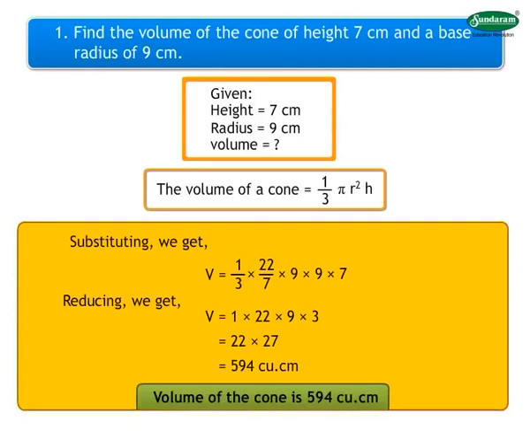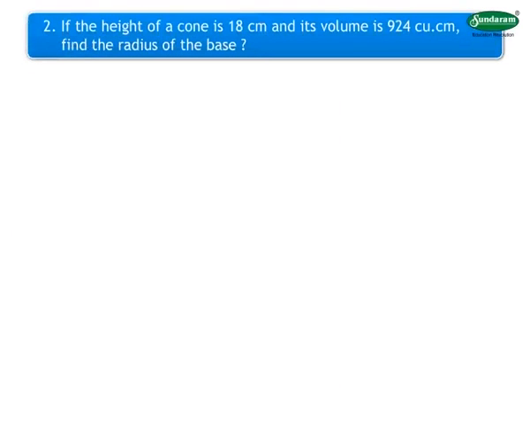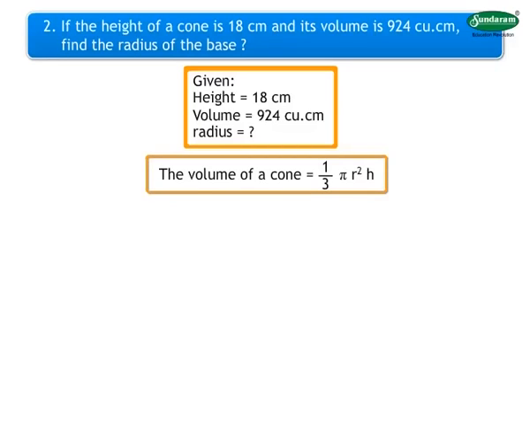We shall see the sum in which we have to find the radius of the base when the volume and the height of the cone are given. 2. If the height of a cone is 18 centimeter and its volume is 924 cubic centimeter, find the radius of the base. Given height is equal to 18 centimeter, volume is equal to 924 cubic centimeter. You have to find the radius of the base using the formula the volume of a cone is equal to 1 upon 3 into pi r square h.